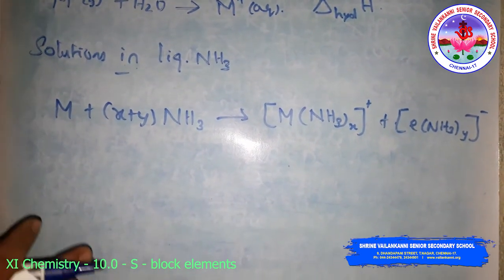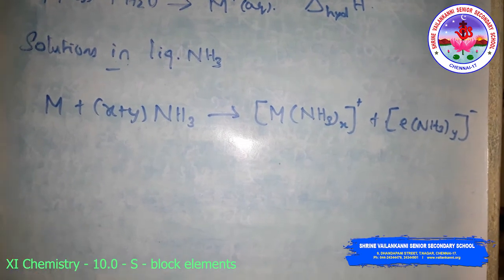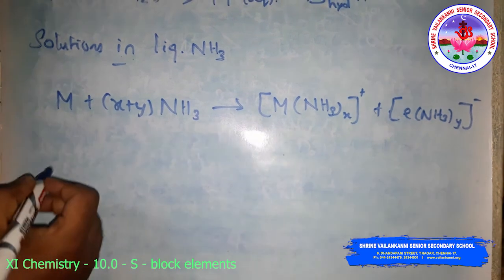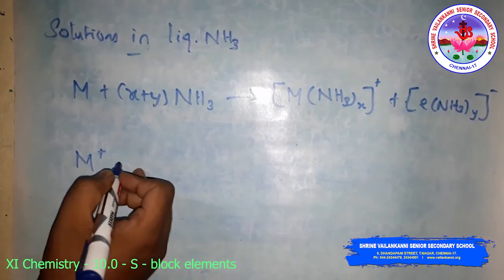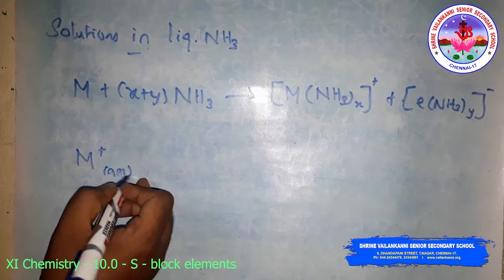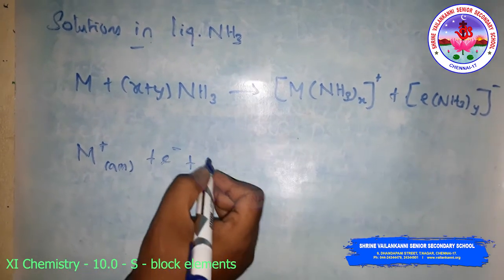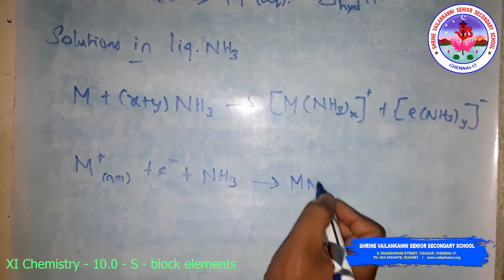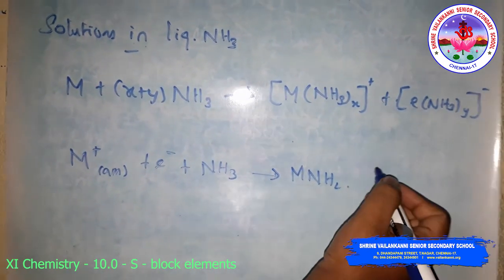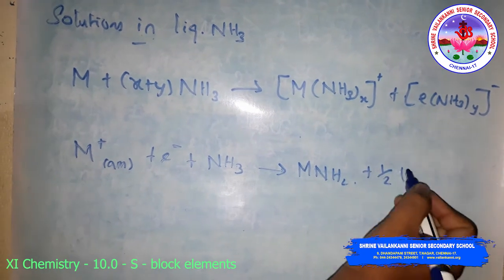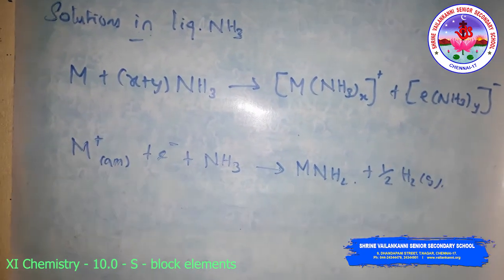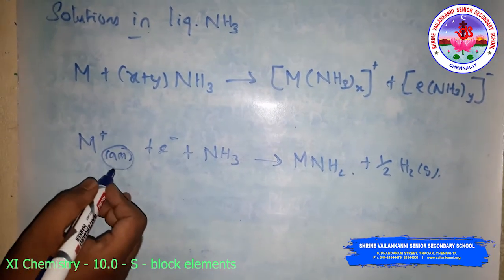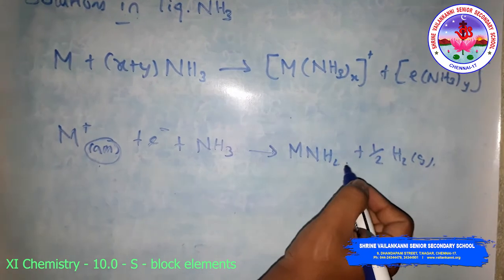The solution is paramagnetic, and on standing slowly liberates hydrogen, resulting in the formation of amide. So that reaction is: metal with liquid ammonia gives metal amide, that is NH2 amide, and a small amount of hydrogen gas is evolved. Here Am indicates ammonia.